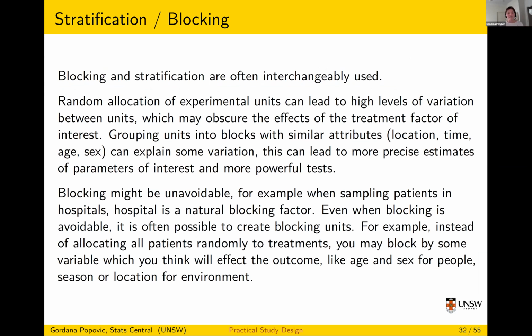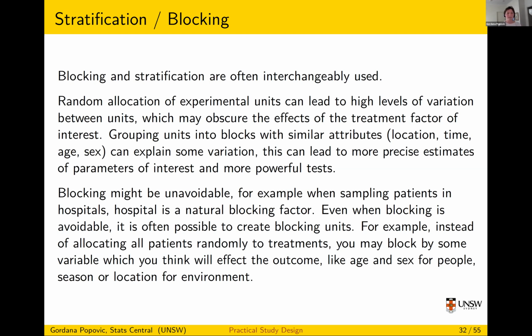Okay, so random allocation of units of experiments. If you randomly allocate people to treatments, that can lead to high levels of variation between units, and that might obscure the effects of the treatment of interest. If you group units or observations into blocks with similar attributes like location, time, age, sex, that can explain some of the variation, and it can lead to more precise estimates of the parameters that you're interested in.